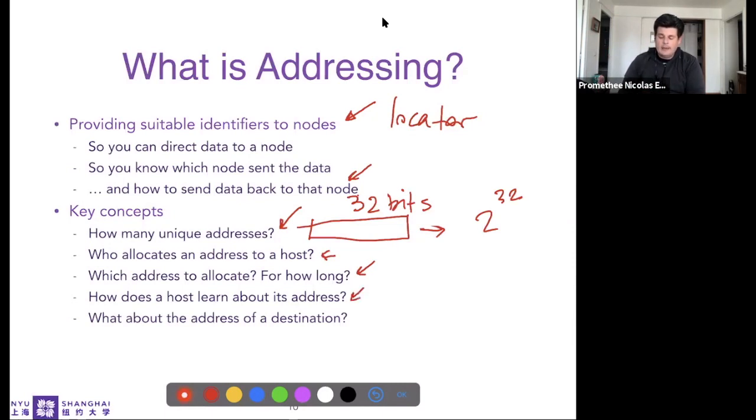So how do we learn about it, and how do you know about the destination? We already know that this is about the DNS, right? So the DNS will let you learn the destination IP based on the name, because that's what the user is going to provide. But what about your IP address? We're going to see that we have a specific protocol, which is called DHCP.